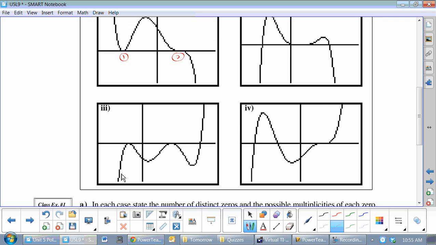How many distinct zeros? 3, right? What's the multiplicity here? 2, 4, 6. Multiplicity here? 2, 4, 6. Multiplicity here? 1. Okay, how many distinct zeros are here? 3. Multiplicity here? Here? Here? 3, 5, 7. Okay? You get it?